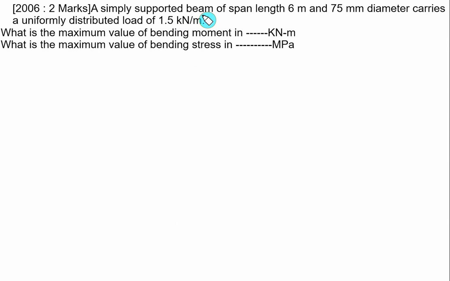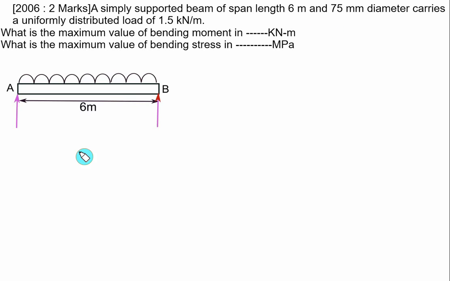A simply supported beam of span 6 meter and 75 mm diameter carries a uniformly distributed load of 1.5 kilonewton per meter. What is the maximum value of bending moment and what is the maximum value of bending stress? We have to find out. This time the section is changed and we have a circular cross section. We are given a simply supported beam, span equal to 6 meter, diameter of the circular cross section is 75 mm, and UDL equal to 1.5 kilonewton per meter.